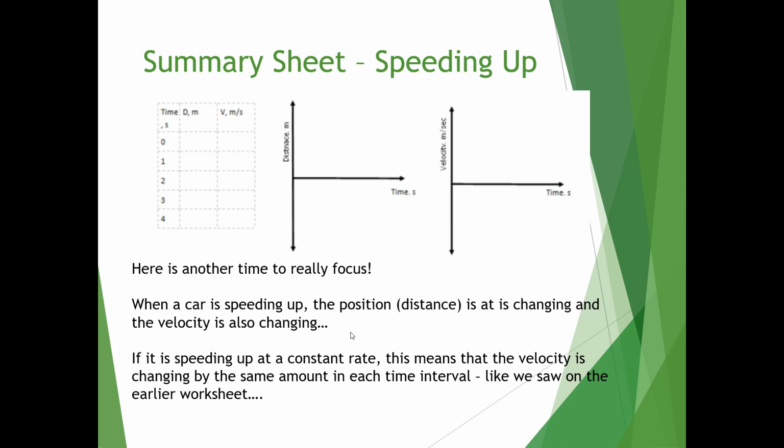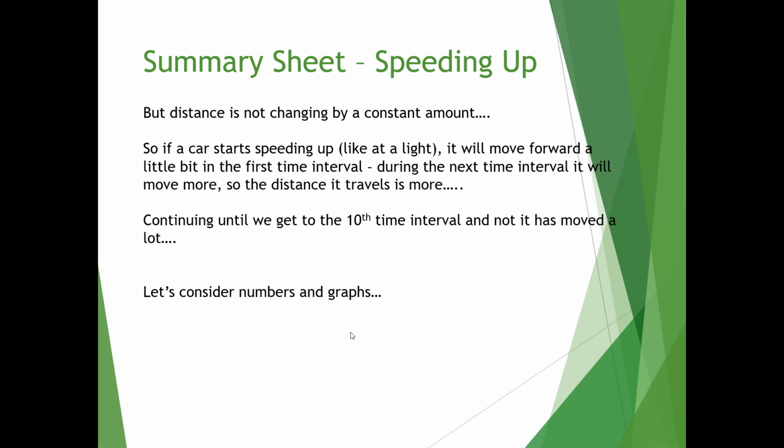So this is another time for you to really focus because this can get very confusing relatively quickly. So when a car is speeding up, the distance is changing as well as the velocity is changing. So if the speeding up is at a constant rate, that means the velocity is changing by the same amount in each time interval, kind of like what we saw when we were looking at the numbers in the tables for the different things that were moving at constant acceleration. But the distance covered is not changing by a constant amount because as they speed up, they're going to cover more and more distance.